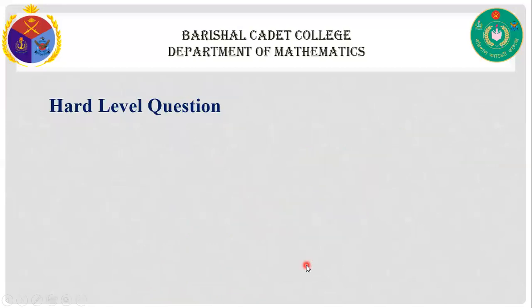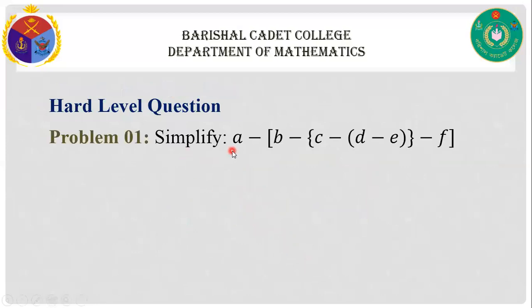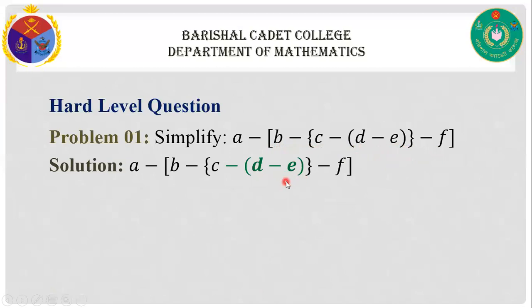Now boys, we have the third level question. Problem 1, simplify a minus {b minus [c minus (d minus e)] minus f}. So we have the first bracket, and before the first bracket we have a minus sign. So inside the first bracket the sign will be changed, and it is c minus d plus e, second bracket close. So we need to simplify the second bracket, and then we remove the second bracket.